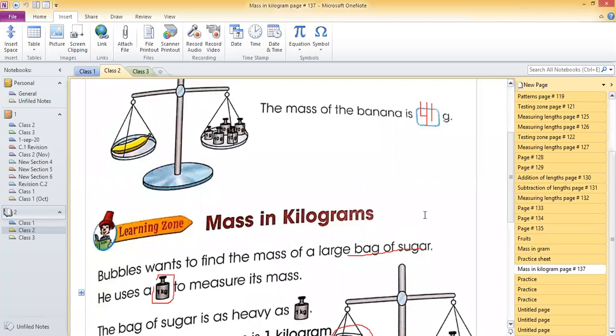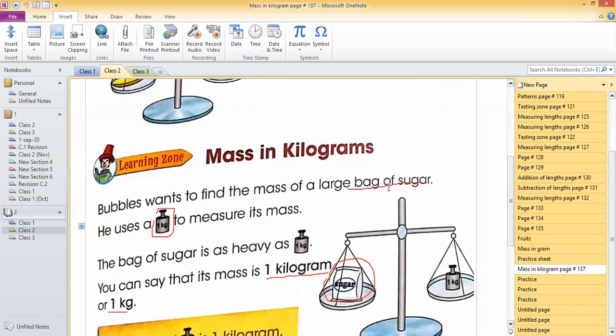We started learning about mass, and we have learned how we can measure mass in grams. Yesterday we started learning how to measure mass in kilograms, and I also told you the conversion: in 1 kilogram, there are 1,000 grams. If you take 1 kg of rice from the market, that is equal to 1,000 grams. If you take 1/2 kg, that is equal to 500 grams. If you take 1/4 kg, that will be equal to 250 grams. So just for the conversion, 1 kilogram is equal to 1,000 grams.